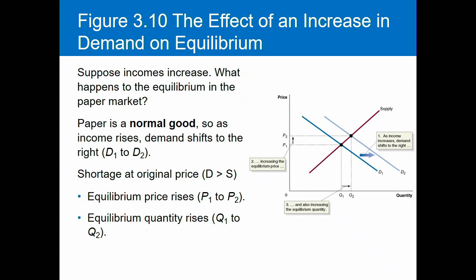It's going to switch back pretty soon. Smartwatches are normal goods, so when income rises, the demand is going to shift to the right. We're going from D1 to D2. I know it's a little hard to see the little numbers in the back. So what that's going to do is push up the price. Where this new demand curve crosses the supply curve, it's at P2, a higher price, and then a higher quantity demanded.